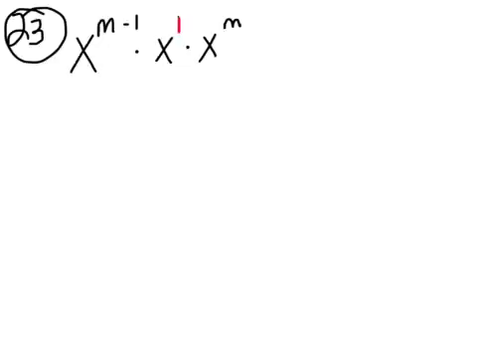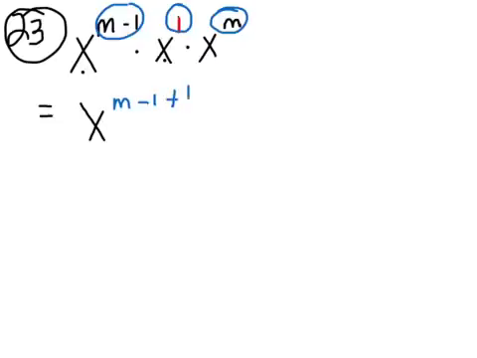Now, I've got the same base. The base is, or the x part, right? It's the x, x, x. Okay, so x is my base. Now, when I'm multiplying and I have numbers with the same base, what I can do is add the exponents. So let's do that. My exponents are m minus 1, 1, and m. So we're going to say, okay, so m minus 1, and I'm going to add in the 1, and I'm going to add in the m because we add the exponents.